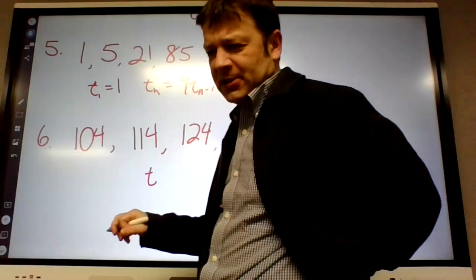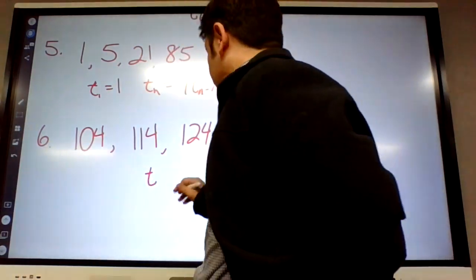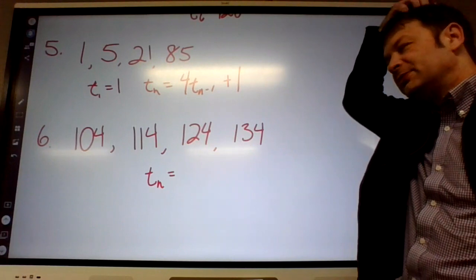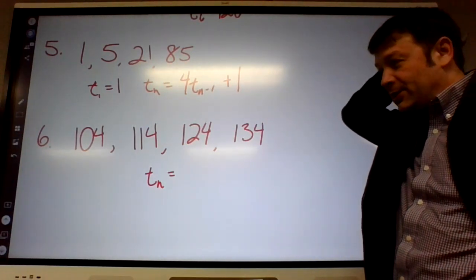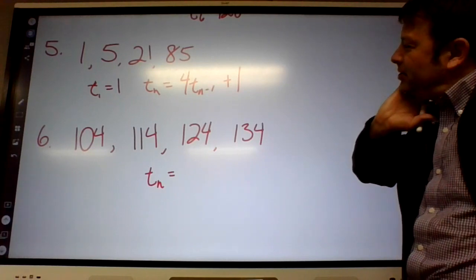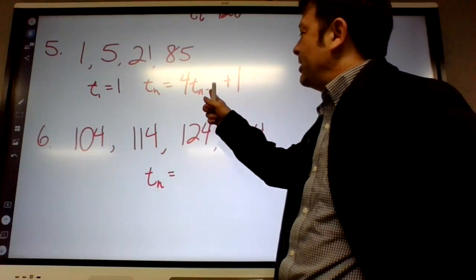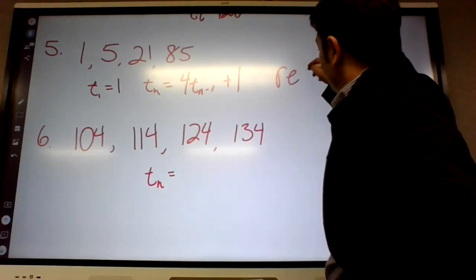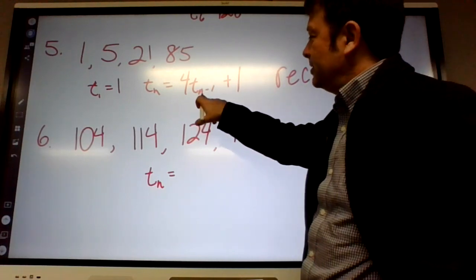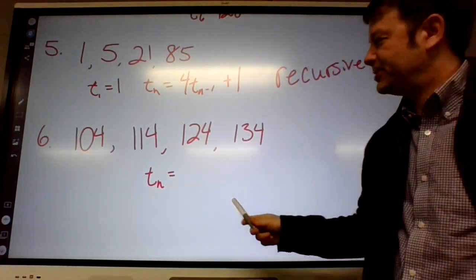Okay, so that's the sequence, but we have to define it. It said recursively, didn't it? No, I was wrong, it said explicit. Okay, explicit is what we're doing on number one. It's where you do not use T sub n minus one. I don't know if this will help you guys. I remember recursive because it sounds like recurring. Kind of has the same root, and the previous terms recur in the next term. I'm not sure that helps.